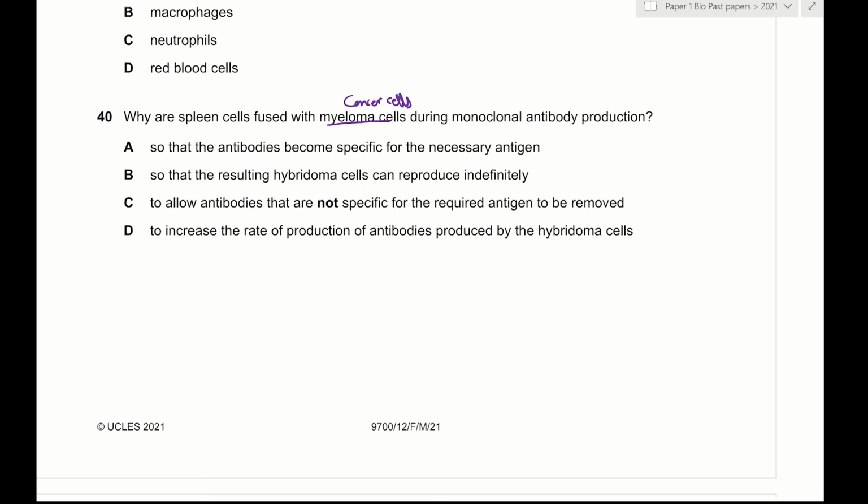So let's see the suggestions. A. The antibodies become specific for the necessary antigen. This is incorrect. B. The resulting hybridoma cells can reproduce indefinitely. This also means they divide an unlimited number of times. So the answer is going to be B.